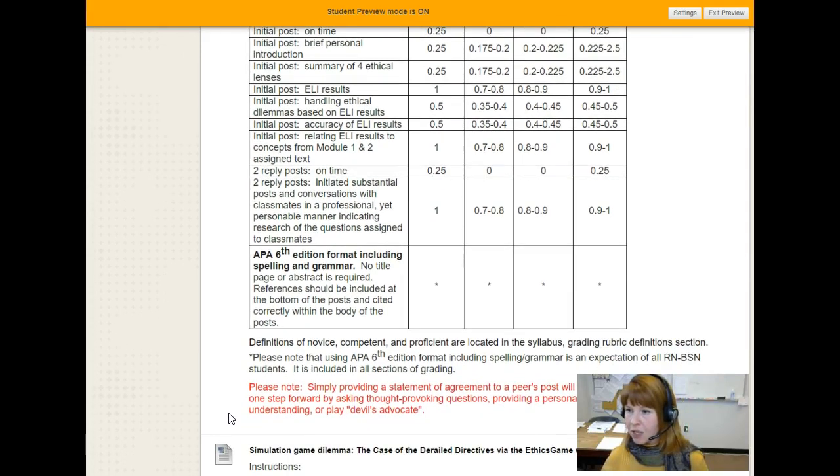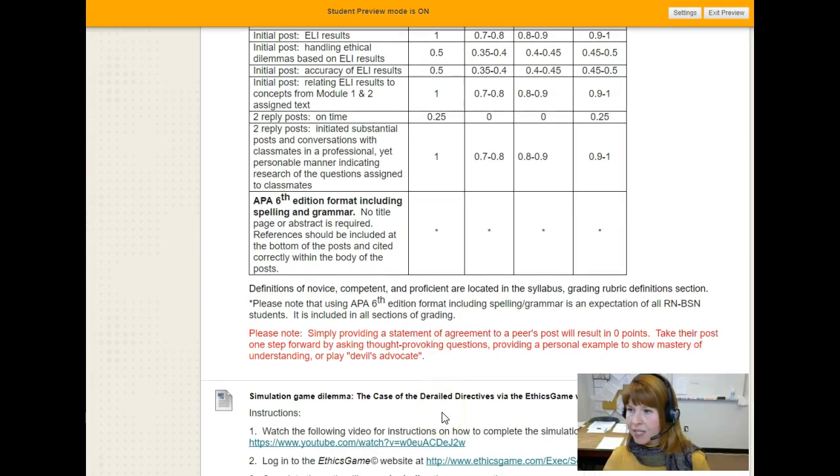And you'll see here that I've reiterated all of this at the bottom of the grading rubric. It says, simply providing a statement of agreement to a peer's post will result in no points. Take their post one step forward by asking thought-provoking questions, providing a personal example to show mastery of understanding, playing devil's advocate. But you're going to want to take it that next step. This is the very first discussion board that you're expected to do in this class. So we don't expect it to be perfect, but really step out and challenge yourself.